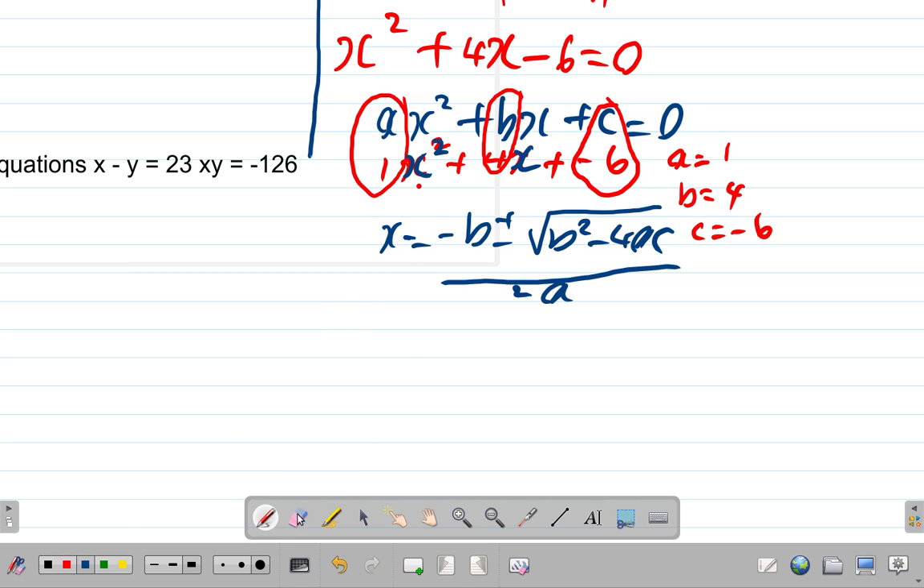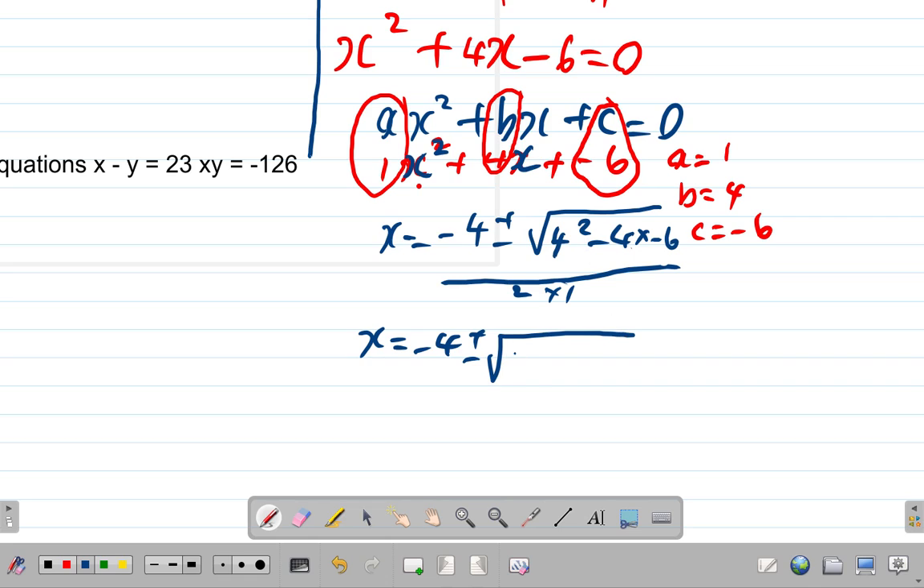Alright. So, let's look at that now. You have b, but b is 4. So minus b becomes minus 4. You have b squared, so b squared becomes 4 squared. Minus 4 times a times c. a is 1, so it's 4 times 1 times c, but c is negative 6. 4 times 1, you don't have to write it there. You know it's going to be 4 times negative 6, divided by 2 times a. But a is 1, so it's 2 times 1. So x equals negative 4 plus or minus the square root of 4 squared, which is 16, minus 4 times 6.